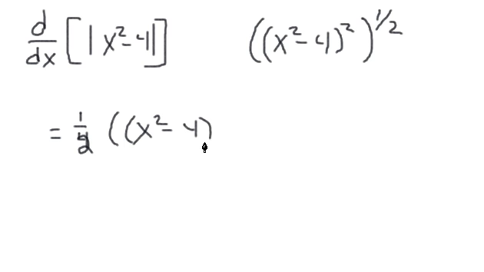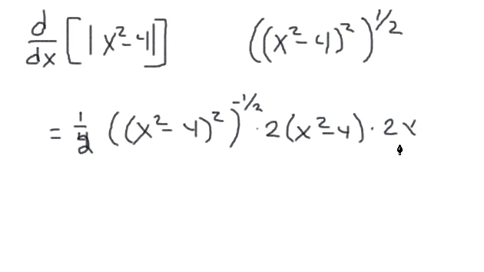X squared minus 4 squared, subtracting 1, so we get a -1/2, and then we're going to take the derivative of the inside. So that means we're going to take this 2, rewrite, whoa, Nelly, and then we got to take the derivative again, so this becomes 2x. And then what we're going to do is just simplify it all down.